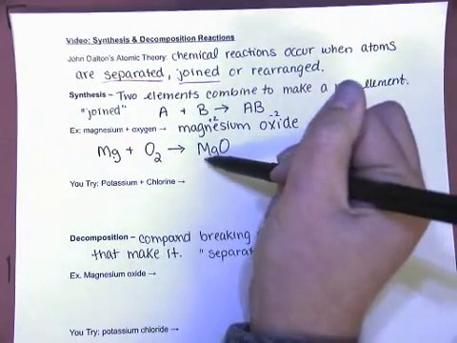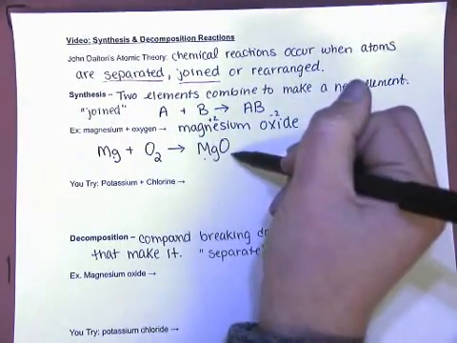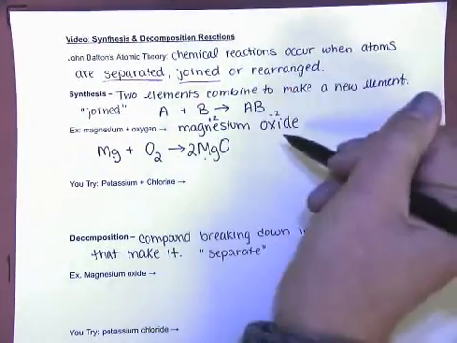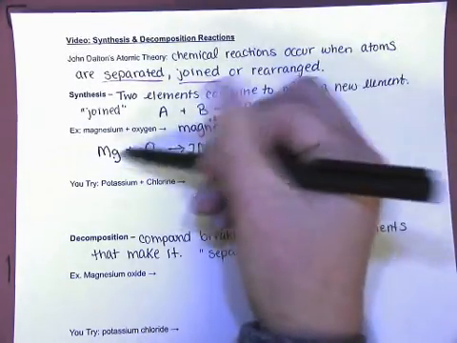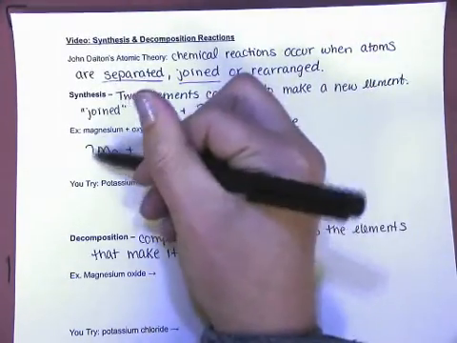Now I have to go back and balance. One magnesium here, one here, two oxygens, one oxygen. So I add a 2 in front. I go back and check. One magnesium, two magnesium, so two here.